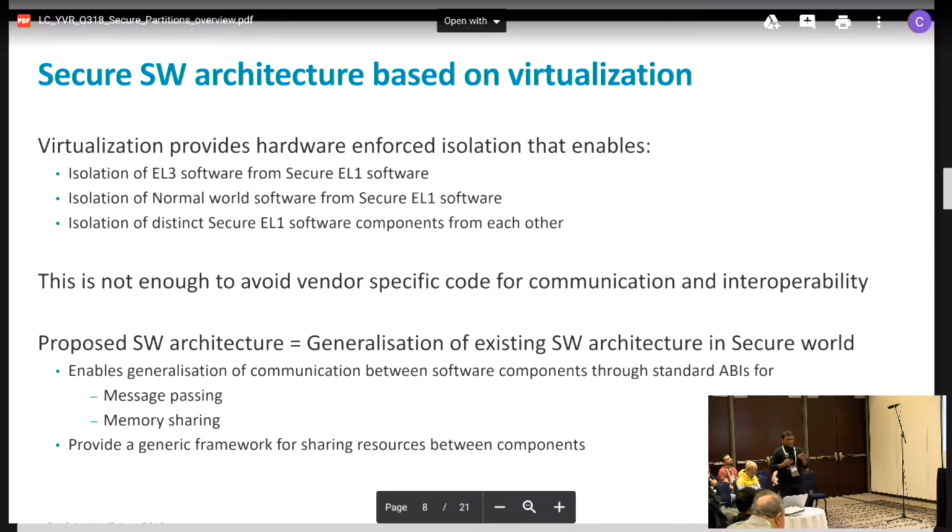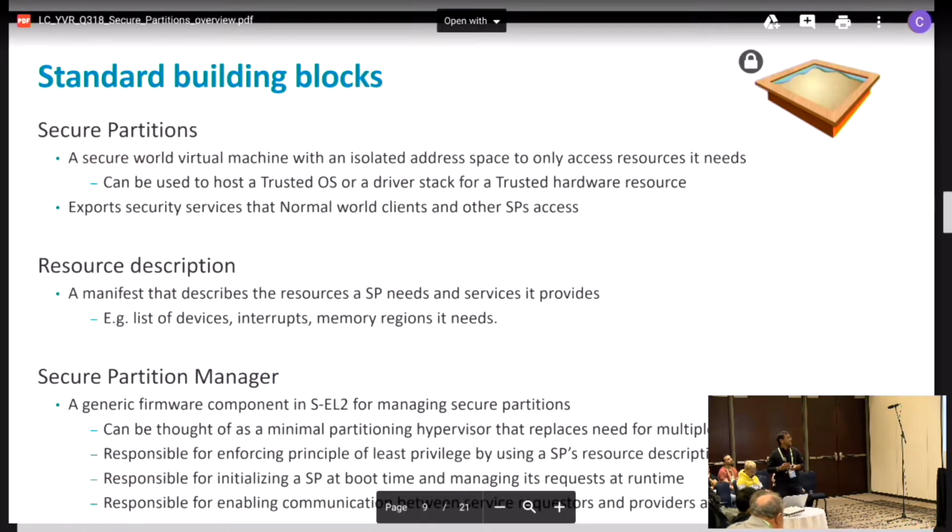And in a world with virtualization, since resources will be tied to a particular component, there needs to be a mechanism for sharing these resources as well between the various components. So that's what this framework or this architecture should provide.